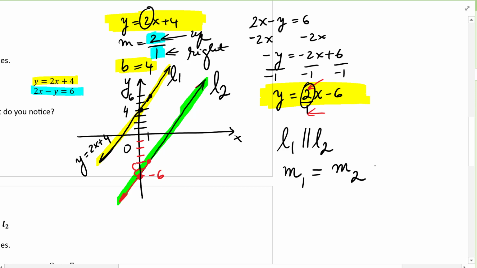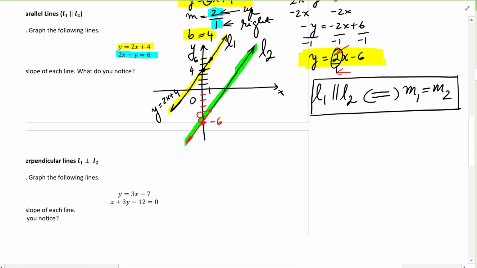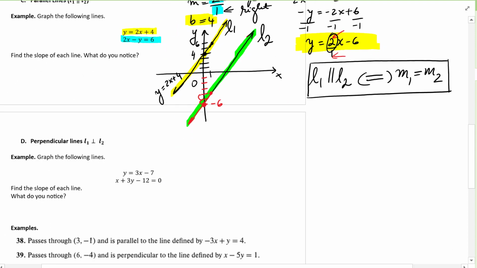What does that mean? So we can say that if line 1 is parallel to line 2, then the slopes are equal. If the slopes are equal, then the lines are parallel. So I can just write it in only one line: line 1 is parallel to line 2 if and only if the slope of line 1 equals the slope of line 2. So in other words, if I know the slope of one line and I know that it's parallel to another line, I know the slope of the second line.